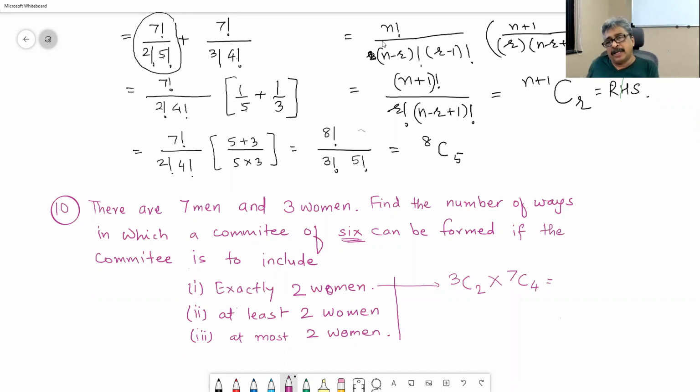Now, one thing for all of you to learn is, say for example, I want to write 7 choose 4 very quickly. So what I should do is start with 7 and write 4 numbers, and in the denominator write the factorial of this r: 4 into 3 into 2 into 1. That is the choose notation.